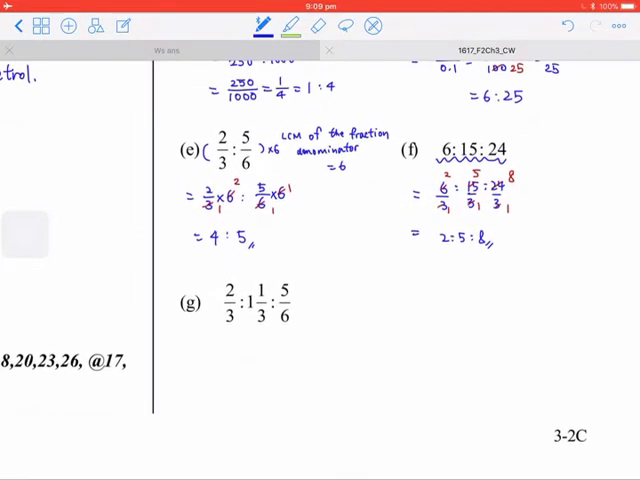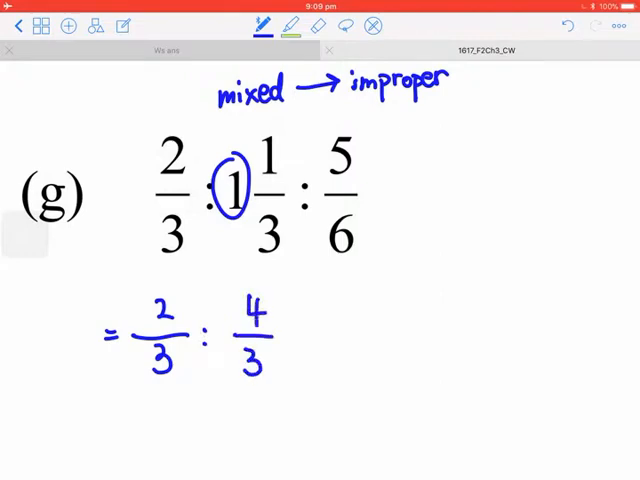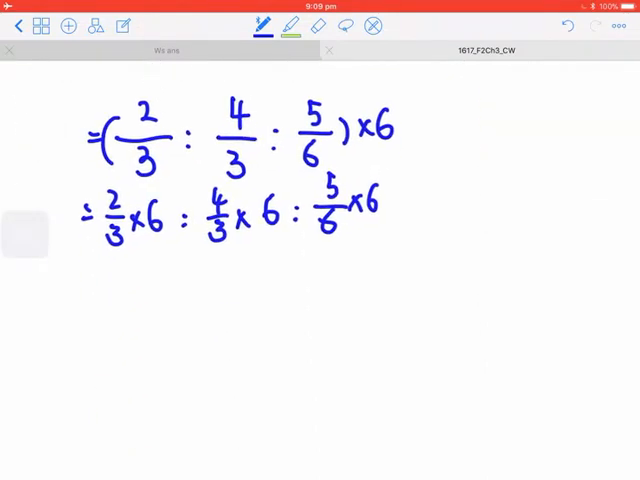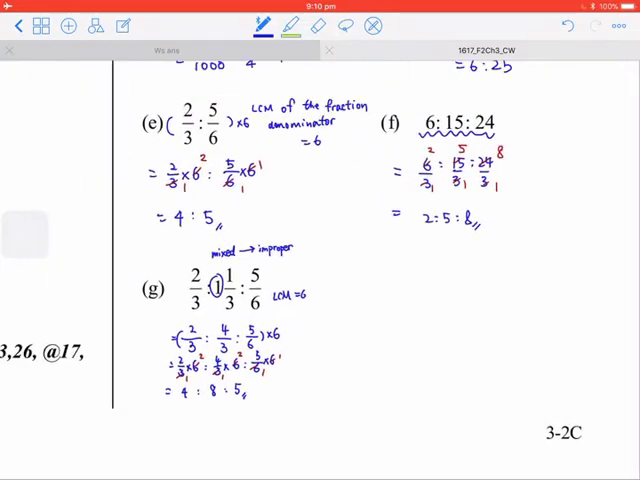And for the next one, that is a mixed number, very tricky. You have to change it to an improper fraction beforehand. That means you have to do one more step first. Then you know that the LCM equals 6, so you just multiply it by 6. Actually quite annoying, you have to write a lot, but still you have to do it because that is what you are going to learn. After that you have 4 to 8 to 5. That will be the final ratio.